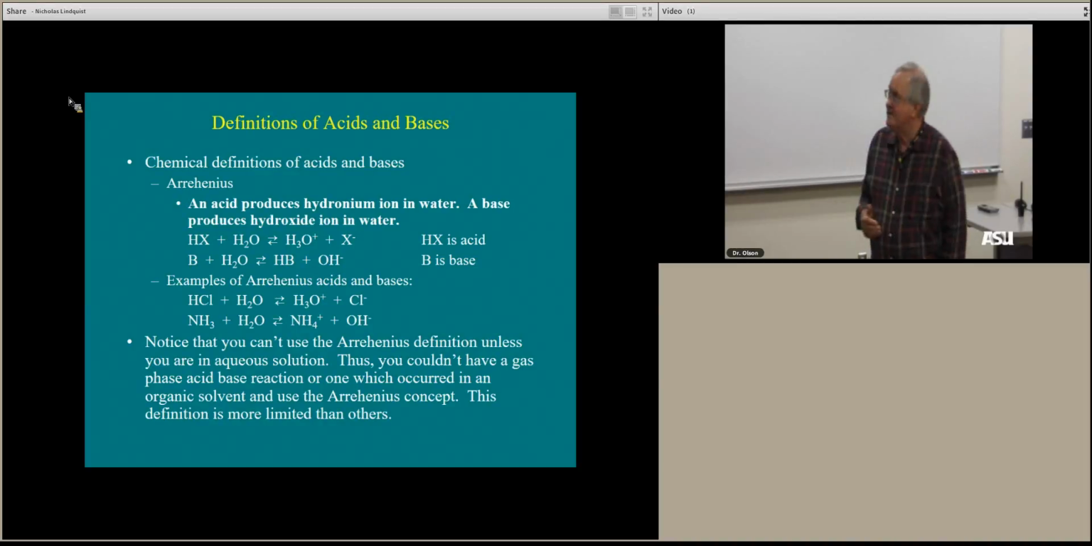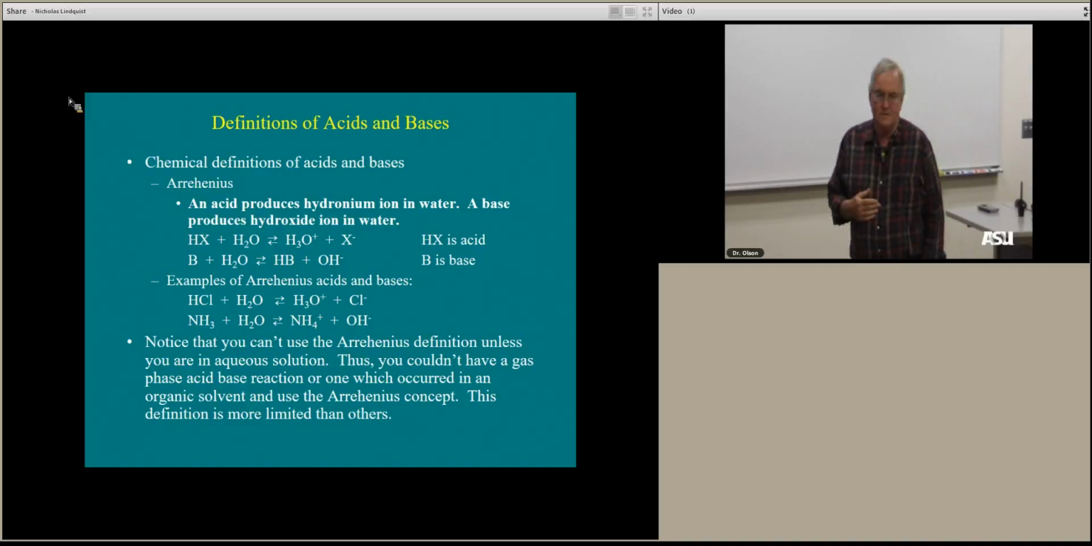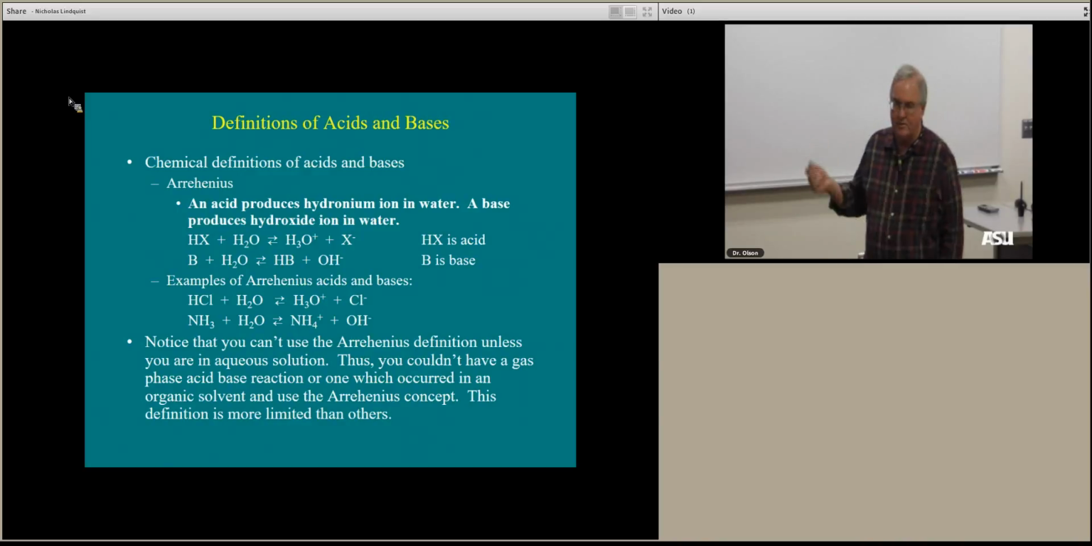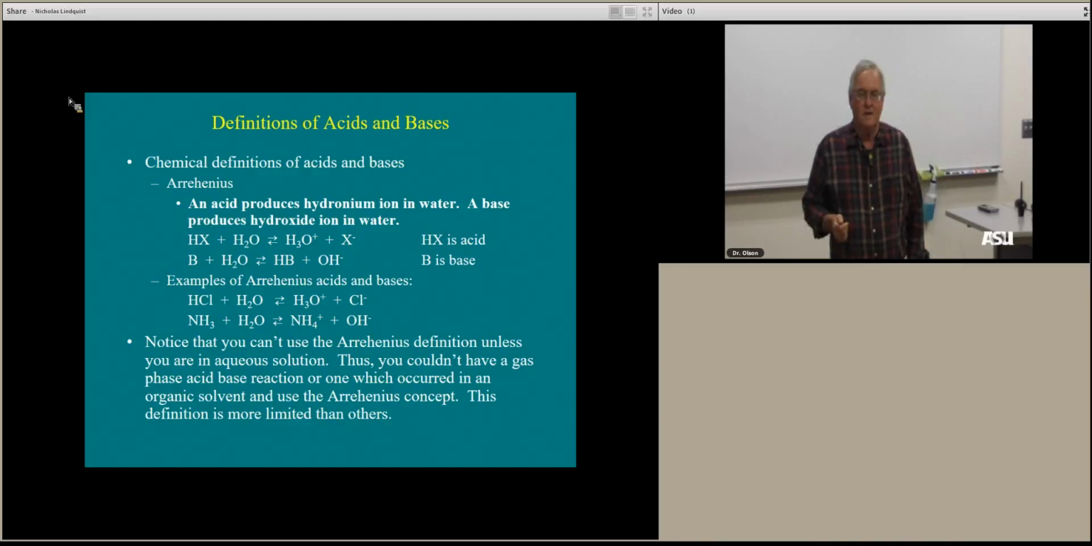One of the oldest definitions is the Arrhenius definition of an acid or base. And what you need to know about the Arrhenius definition is that it's assuming that you're in an aqueous solution. So you have to have water present in order for you to talk about the Arrhenius definition. So the Arrhenius definition of an acid is something that produces H3O+, the hydronium ion, when it dissolves in water, and a base is something that produces hydroxide ion when it dissolves in water.